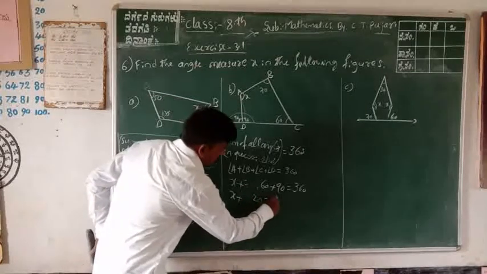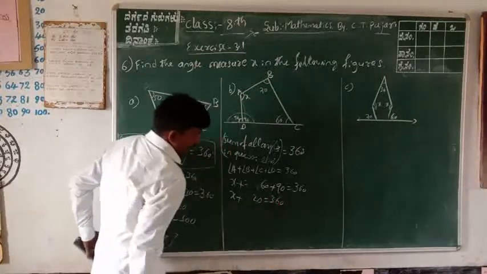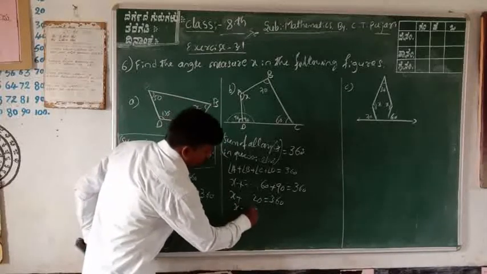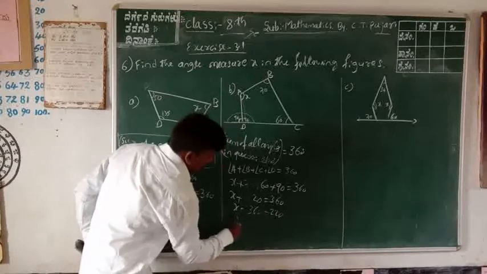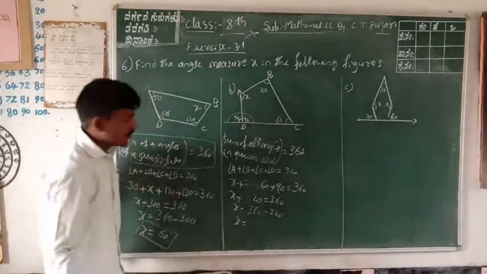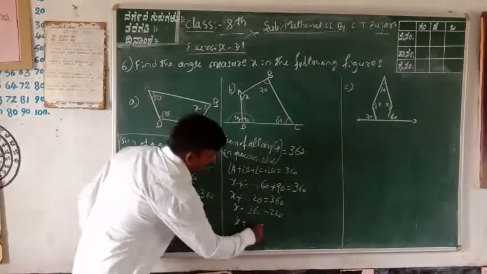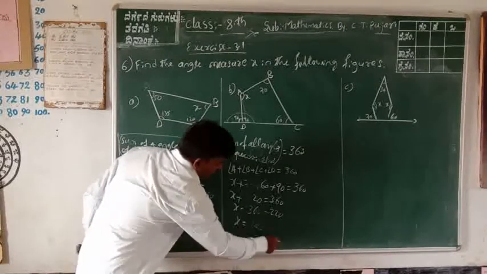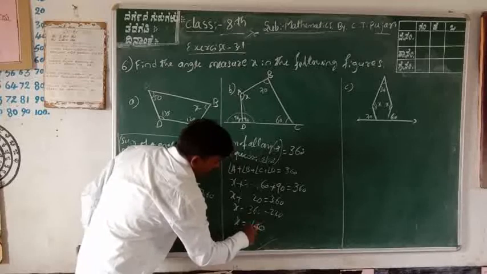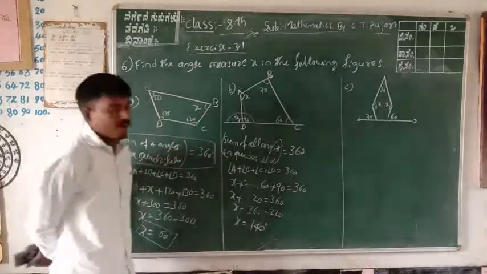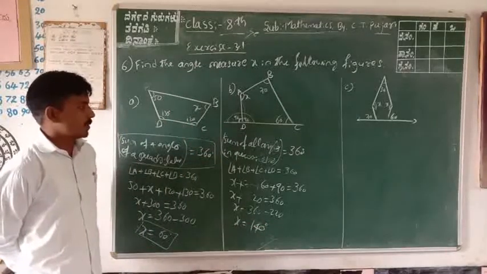220. x plus 220 is equal to 360. Therefore, x value is equal to 360 minus 220. Therefore, x value is equal to 140. The x value is 140. This is your solution.